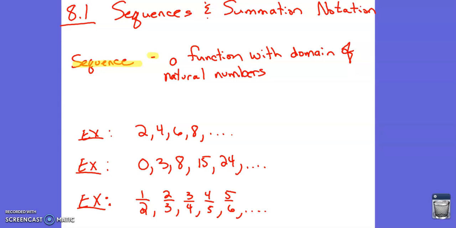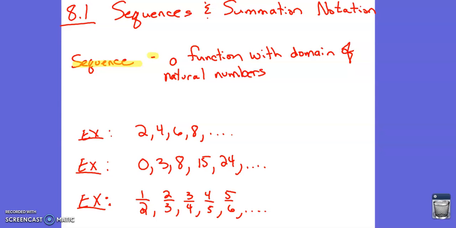This is 8.1, sequences and summation notation. So we're going to touch just the surface of sequences and summation, but the definition in this section for a sequence is a function with domain of natural numbers. It's basically a set of numbers that go in a particular order.